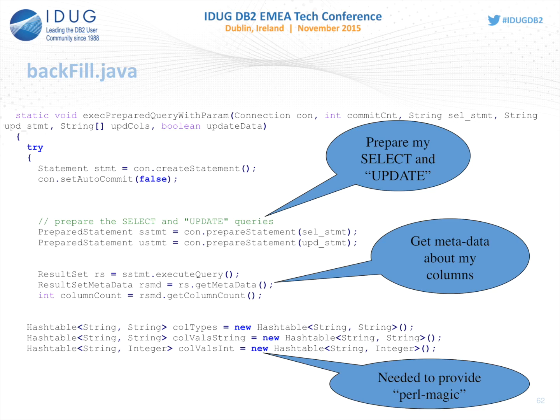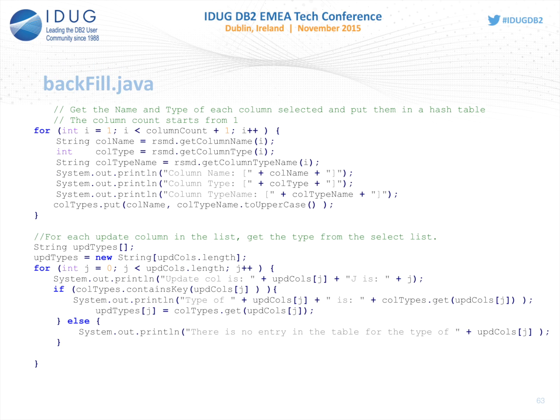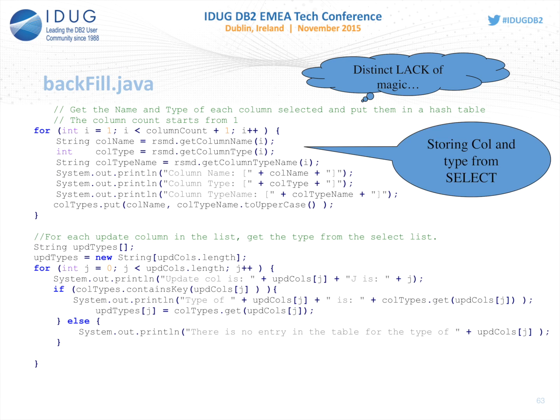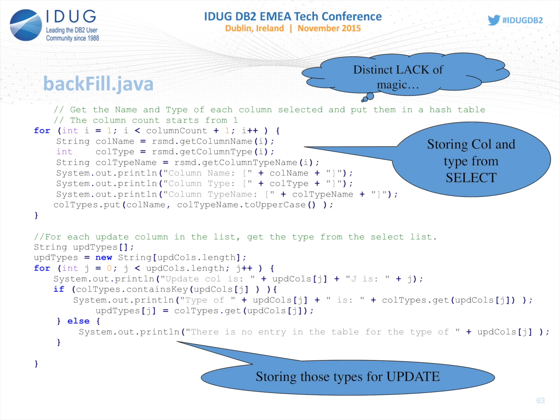And you know, it's a distinct lack of magic in Java because I'm not sure what strong typing brings to the party here, but I was a C programmer for years, so I'm not a big fan of this kind of thing in a language, but it has its place. So I'm storing the column name and the column type, and this is a good example of how that result set metadata works.